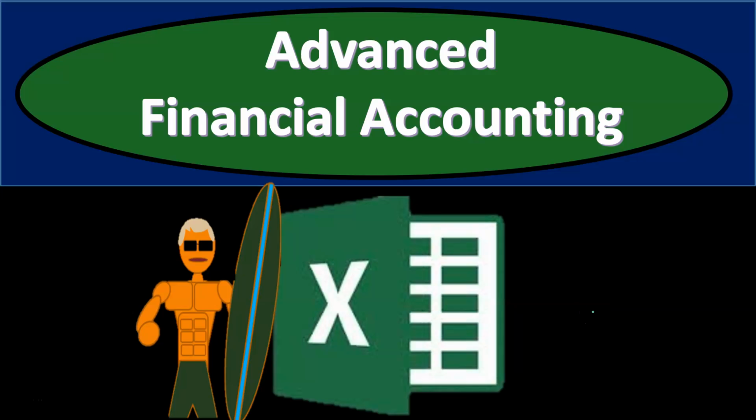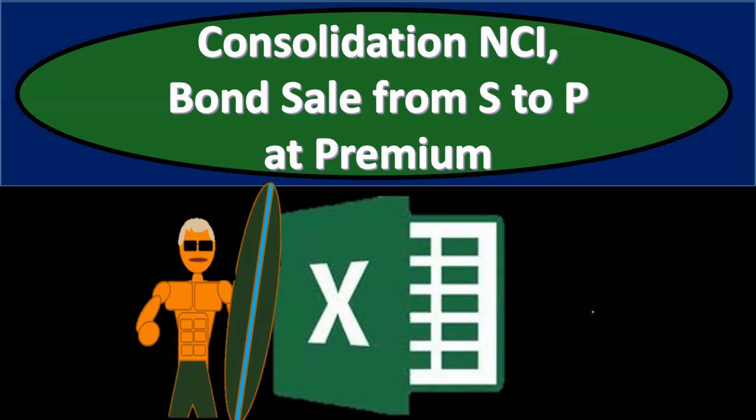Advanced Financial Accounting Excel Practice Problem. In this presentation, we're going to work a practice problem in Excel related to a consolidation where we have a parent-subsidiary relationship, the parent owning a controlling interest over 50%, but not 100%. Therefore, we will have a non-controlling interest we want to deal with.